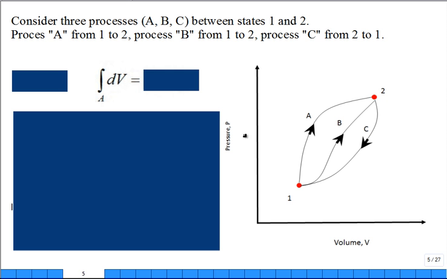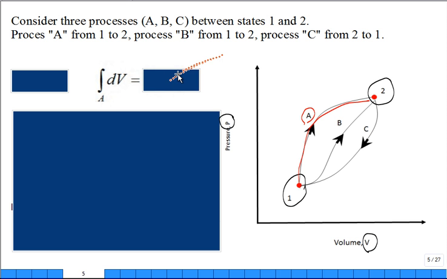So here's a property diagram, maybe a pressure-volume diagram. We're at initial state 1, and we go to final state 2. If I do an integral along path A, which goes from here to there, summing up all the little differential changes in volume, what does that equal? What is this integral along path A from initial state 1 to final state 2 of dV equal to?